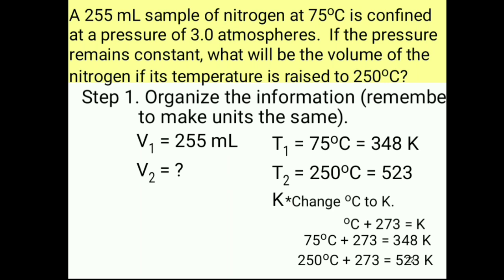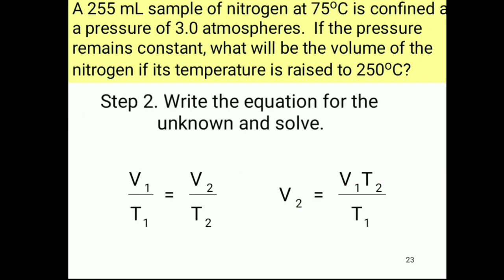In Kelvin, we have to always convert degrees Celsius to Kelvin before we substitute them in our equations. So the final temperature of 250 degrees Celsius converted to Kelvin is 523 Kelvin. Again, you do that by simply adding the constant 273 to convert degrees Celsius to Kelvin. Step 2, let's write the equation for the unknown. Given the Charles' law equation, V sub 1 over T sub 1 equals V sub 2 over T sub 2, we derive V sub 2.